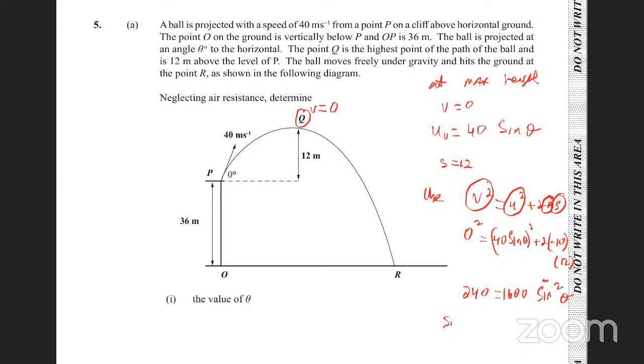Right, so you will get sine squared theta is 24 over 160, and then you square root it, and then you find theta. Theta is sine inverse square root of 24 over 160. 40 squared, correct, right?